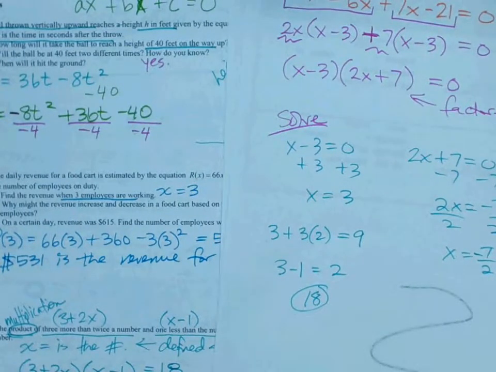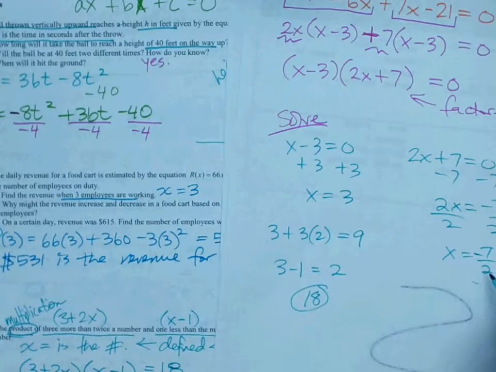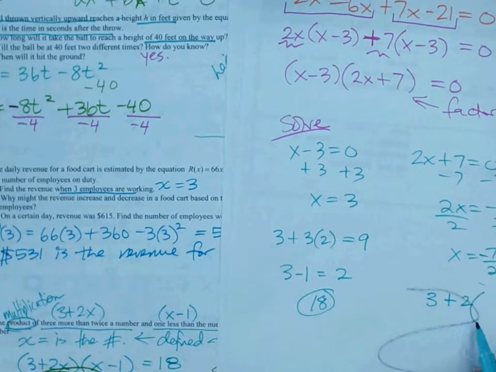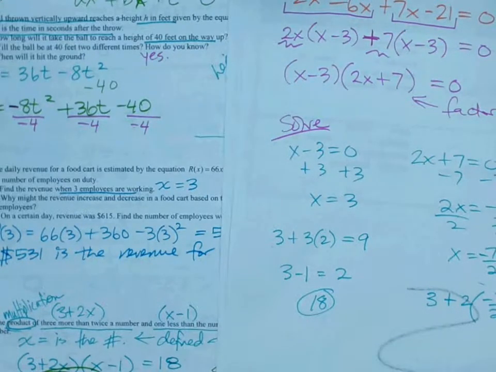And usually we say integers here, but this is a fraction here. We can use the fraction one as well. 3 more than twice negative 7 halves. What's this equal? The 2's cancel. What's 3 plus negative 7? Negative 4, right?